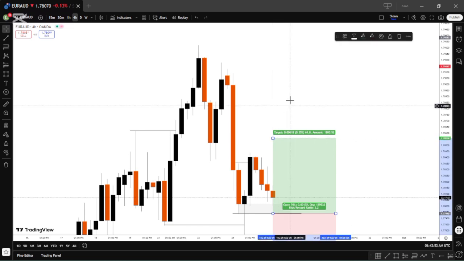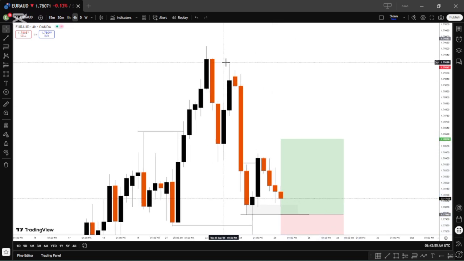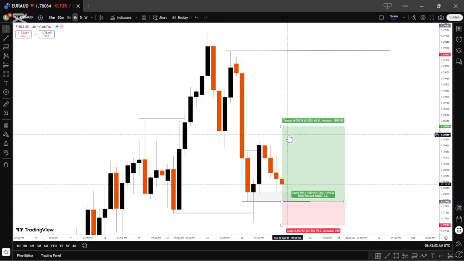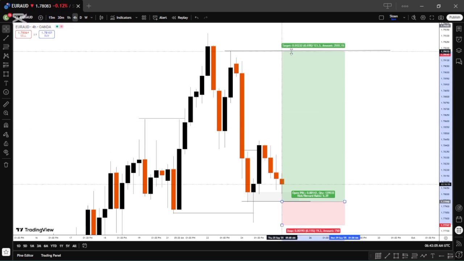Target this zone, and obviously I'm going to target my long-term drawn liquidity, which is this zone. This zone will be my long-term drawn liquidity, and then I'll target it.